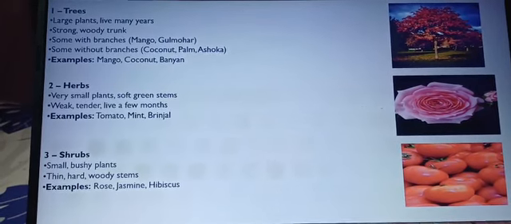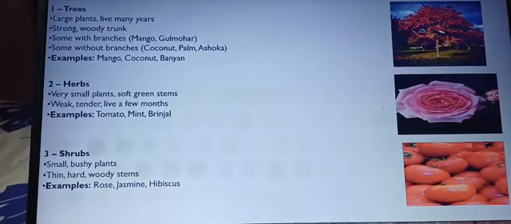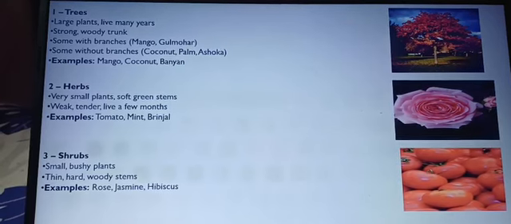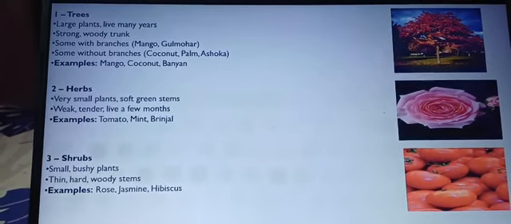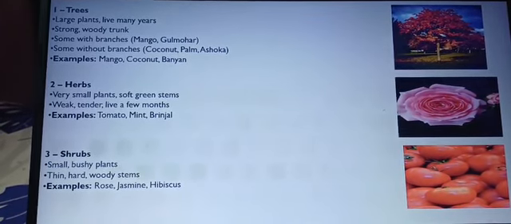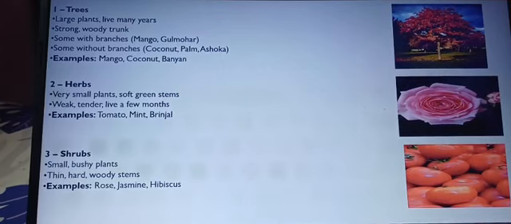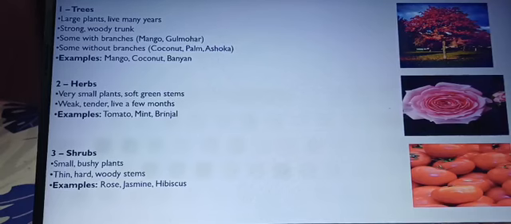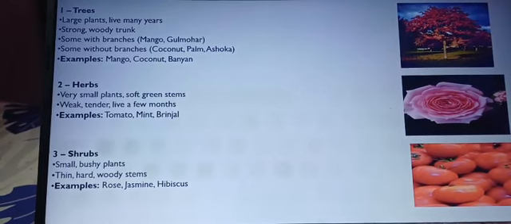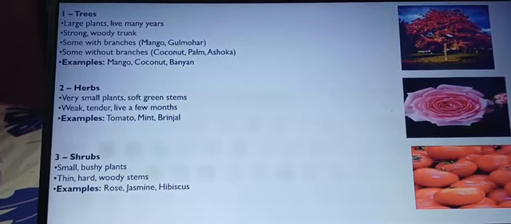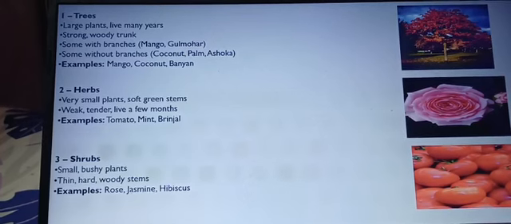We have also studied about herbs. What are herbs? Herbs are small plants. They have soft green stems. They have weak and tender stems and live for a few months. Examples of herbs are tomato, mint, brinjal. We have studied about shrubs also. What are shrubs? Shrubs are small, bushy plants. They have thin, hard and woody stems. Some examples of shrubs are rose, jasmine, hibiscus.